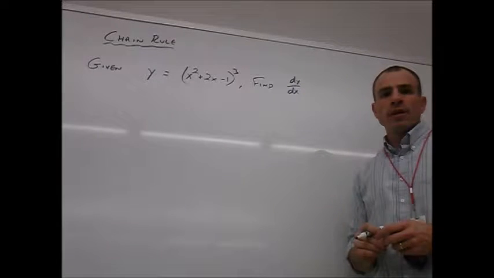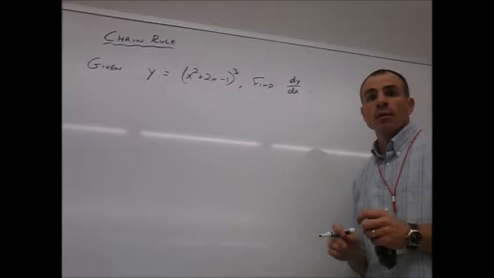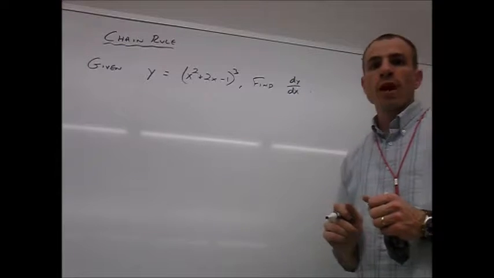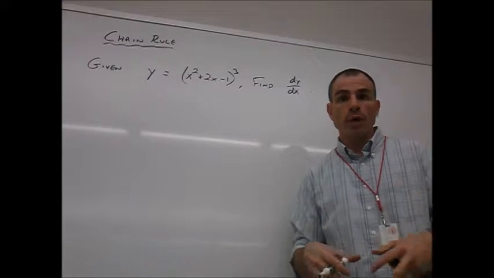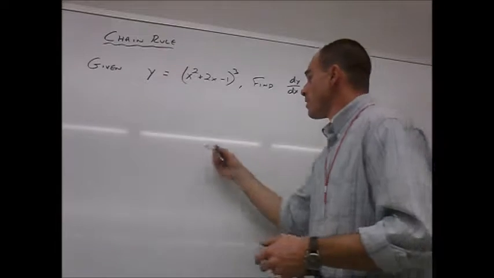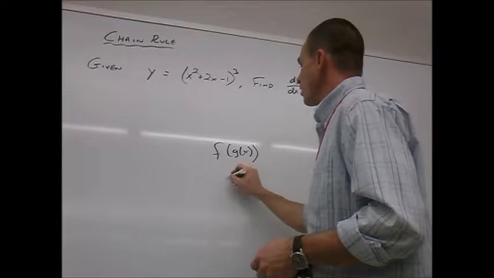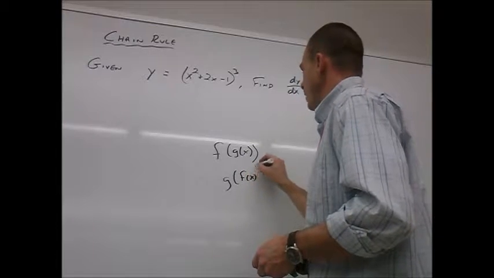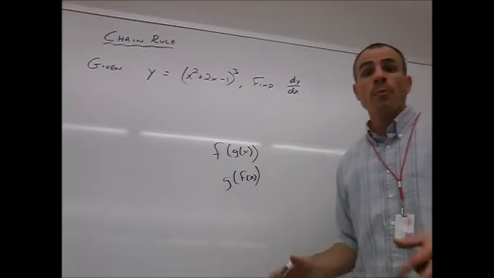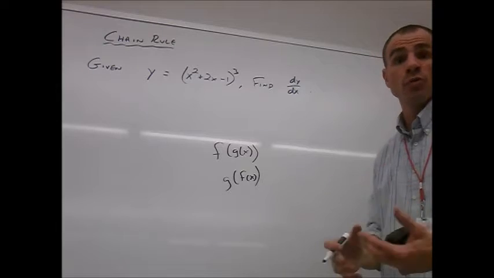Okay, we're back with the second video for the chain rule. So here's the deal. Chain rule allows us to derive composite functions. So real quick, composite functions, if you remember, that was your f of g of x or your g of f of x. It really didn't matter what the letters were. You could put an h in there. But this is when you plug one function into another function.